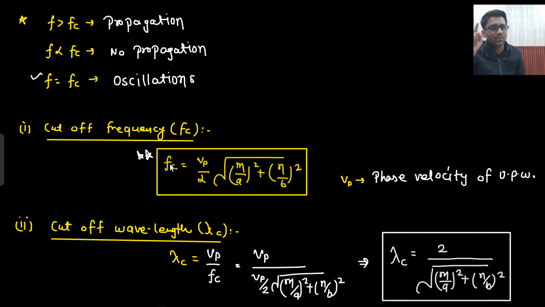Why is that so? Because if you remember the formula of fc, then it should be a cakewalk for you to derive the formula of lambda c. So no need to remember. Only remember the formula of fc, then lambda c will come to you on its own.